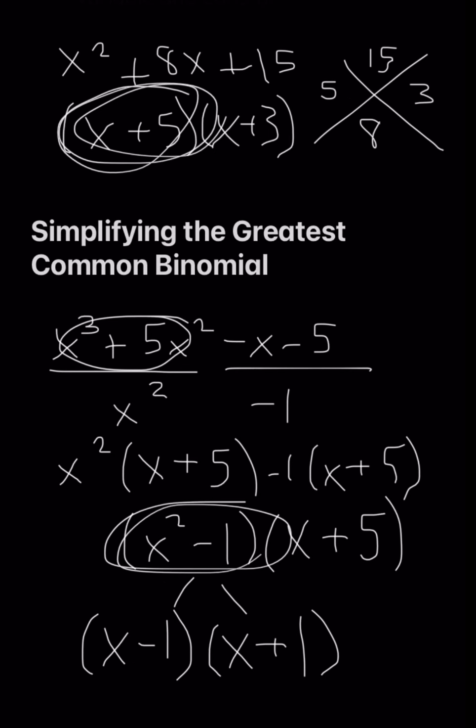Now let's talk about simplifying the greatest common binomial. In this example, we started off with an expression and we ended up with two terms. But wait, one of them is a difference of two squares, which is x squared minus 1. And according to the rule of difference of two squares, this can keep being factored, and it would be (x minus 1) times (x plus 1).